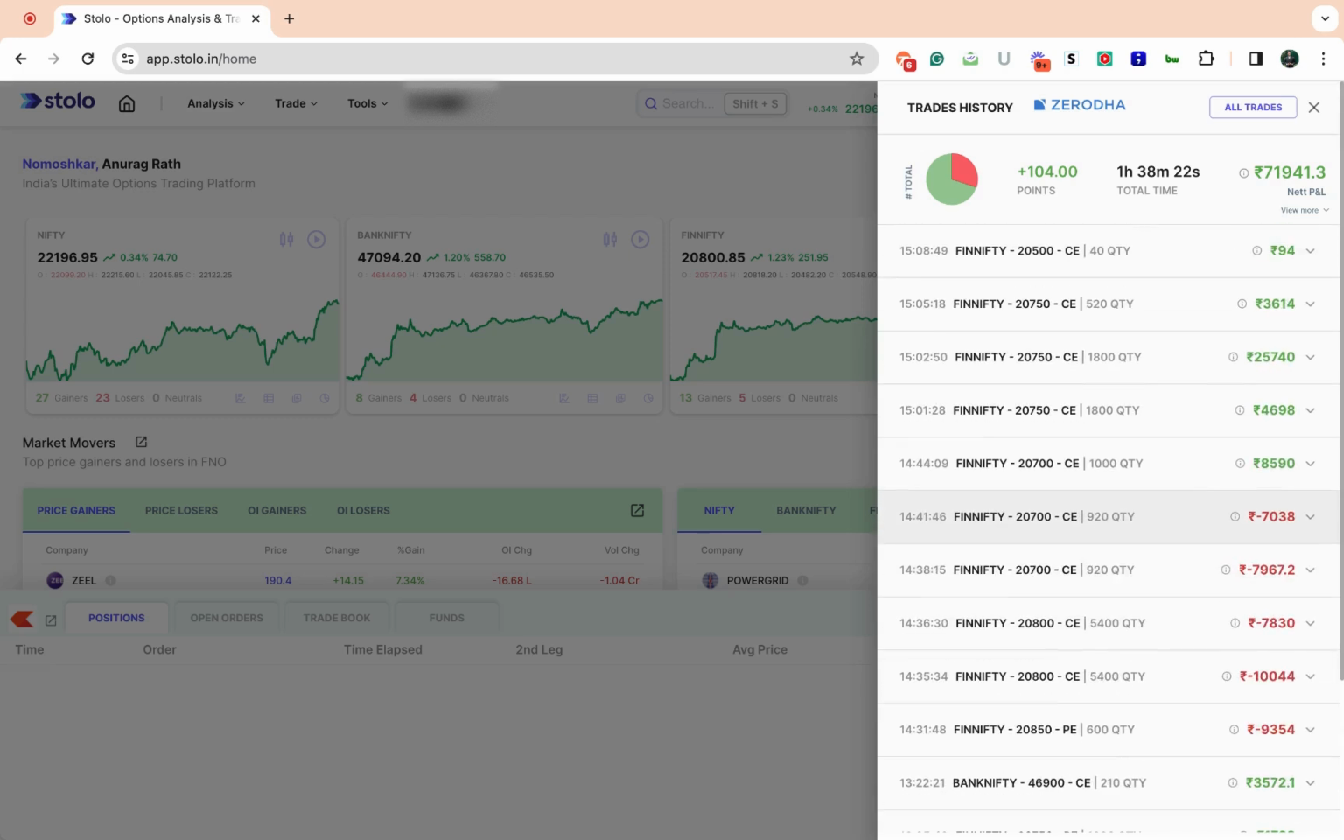So this is the trade history part, where you can completely understand how you took trades, where you entered, where you exited, and you can also look at it on your graph.